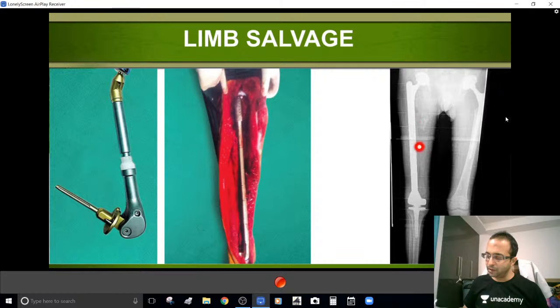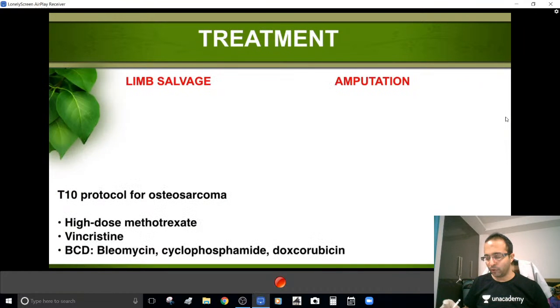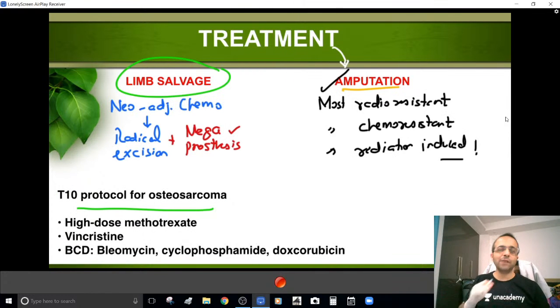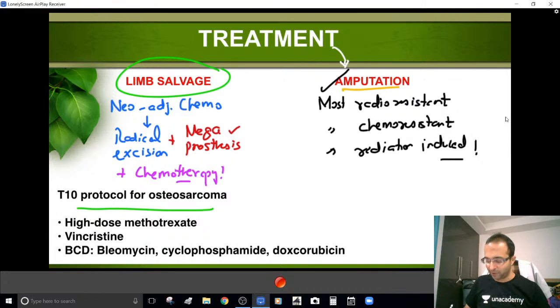So here I've removed the complete thigh, radical excision. I've removed the complete thigh and I've replaced the whole bone with a prosthesis that has the hip joint as well as the knee joint. So when you replace more than one joint, the hip and the knee, that's a mega prosthesis. A simple prosthesis would have just one joint. But when you have more than one joint in the prosthesis, this is a mega prosthesis. And yes, this would be finally followed by a cycle of final chemotherapy. So this will be the limb salvage surgery that is now becoming popular in case of osteosarcoma.